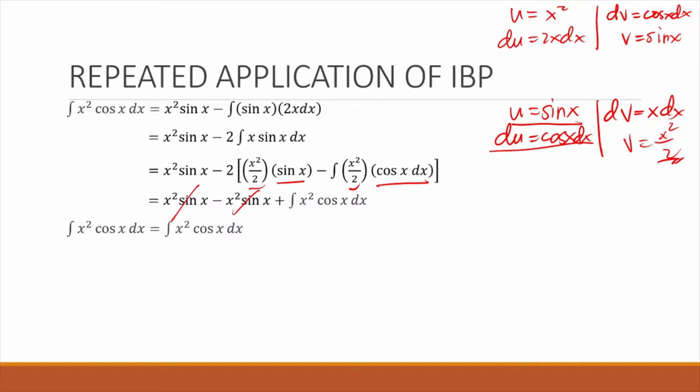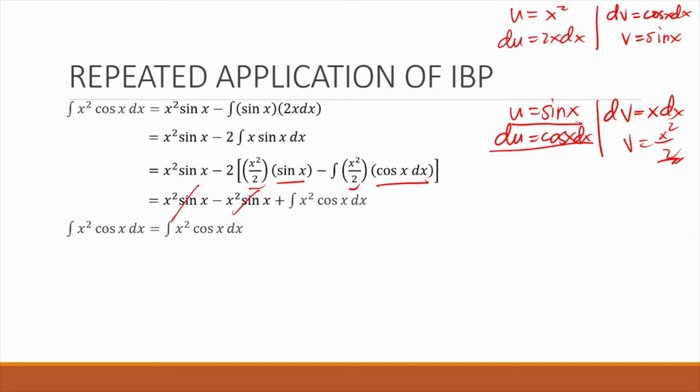Therefore, our application was neutralized. The first time we applied IBP, it was neutralized because we interchanged the u and the dv portions. Okay? So be careful. After this, we are just back to the original integral, and there are no other terms left. Then if we transpose this integral of x squared cosine x dx to the other side, we get the integral of x squared cosine x dx minus the integral of x squared cosine x dx, and that would be 0. Okay? So, in effect, nothing.